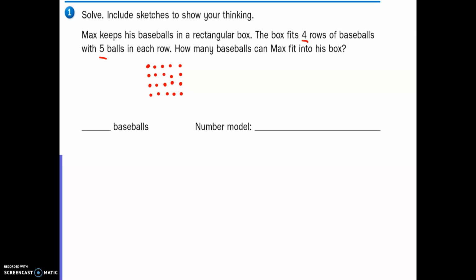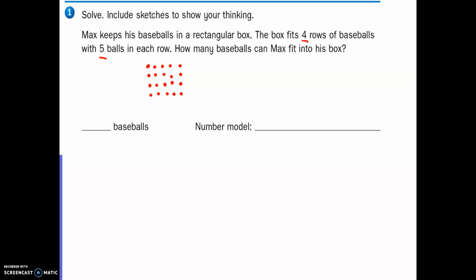Now, when you're doing this in your book, or if I was doing this on the board at school instead of on a laptop screen, I would try to do my rows as nice and neat and tidy as I can so that they're easier for me to count.